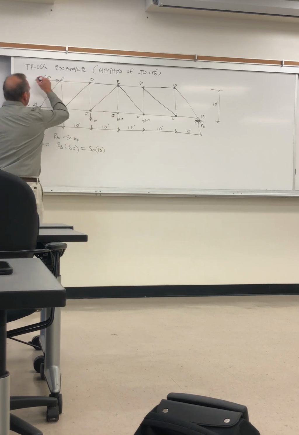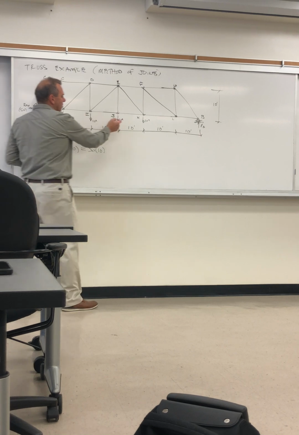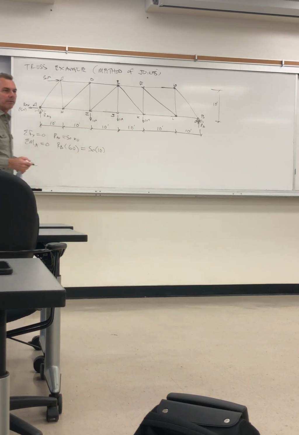So here's the 50. This is the 10. That's clockwise, and you can see each of these 10 kips applies a clockwise moment, right, about A. If I was summing moments about B, all of those forces would be counterclockwise. So you have to think in terms of where you are summing the moments.